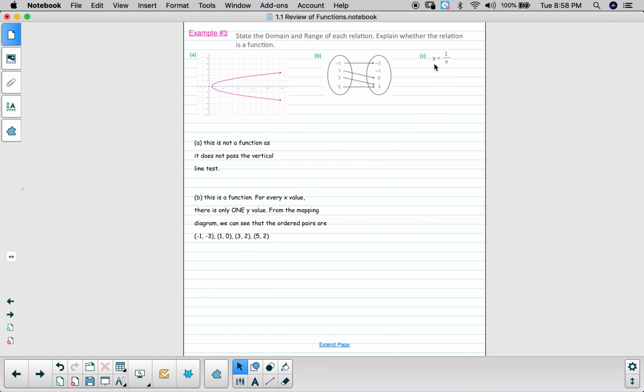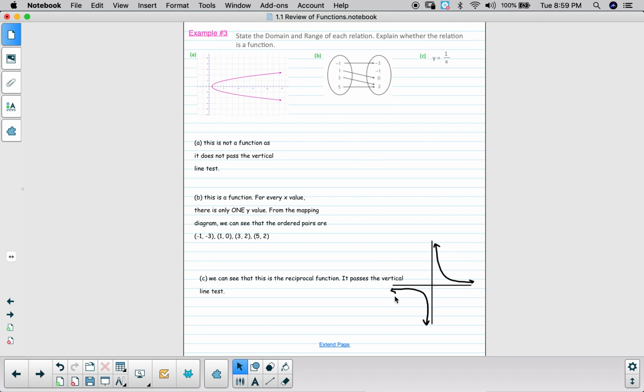And in C, you have a relation given in an equation format, and you're asked to explain what the domain and range are and whether it's a function or not. So we can see that this is the reciprocal function. You have already seen this before. It passes the vertical line test. And if you were to graph it, you would get something that looks something like this.